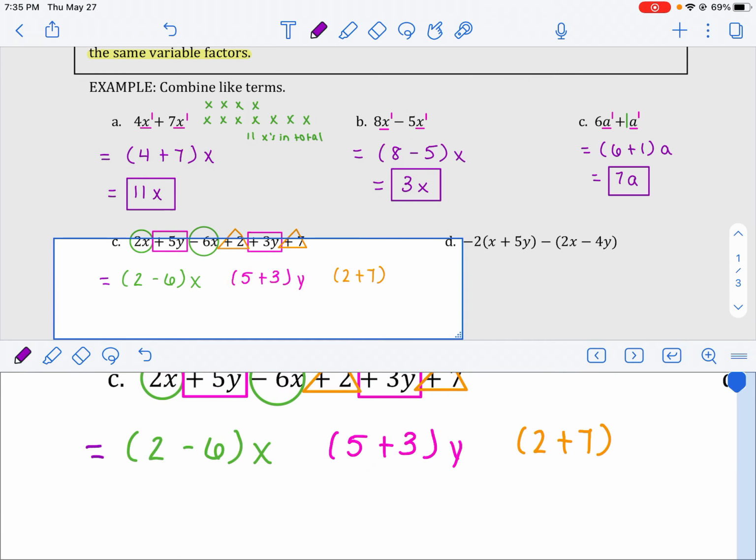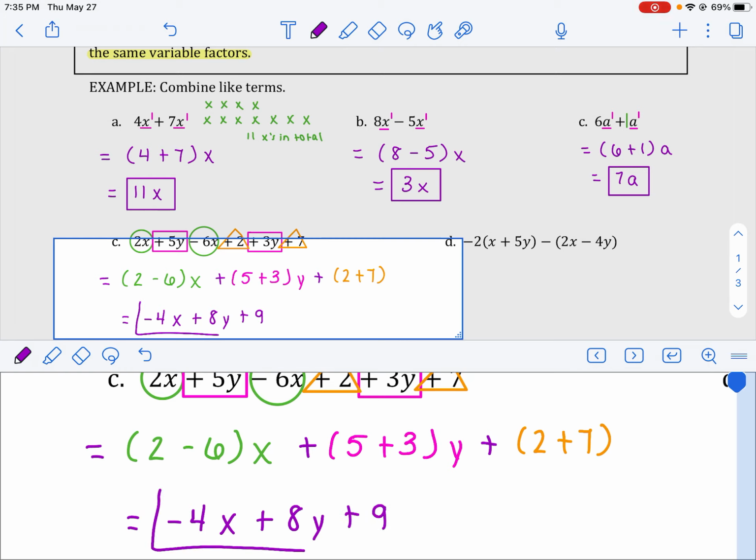So combining my like terms, 2 minus 6 is a negative 4, carry down its x. 5 and 3 make 8, carry down its y, and 2 and 7 gives us 9. So we have now simplified this by combining its like terms. We grouped them based on their variable, and the variable had to be to the same power.